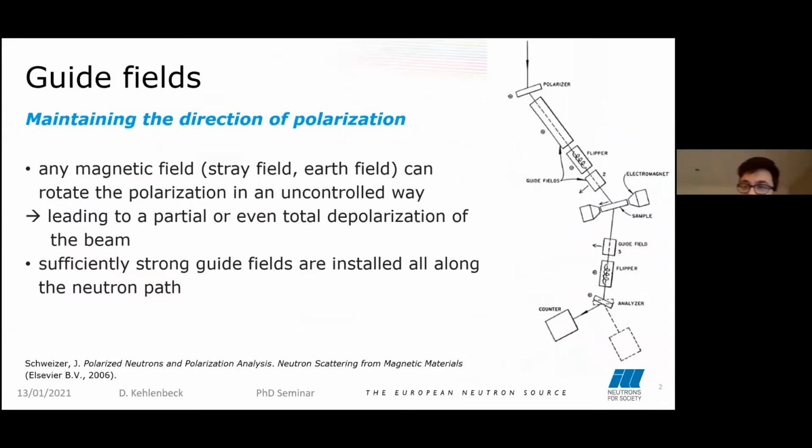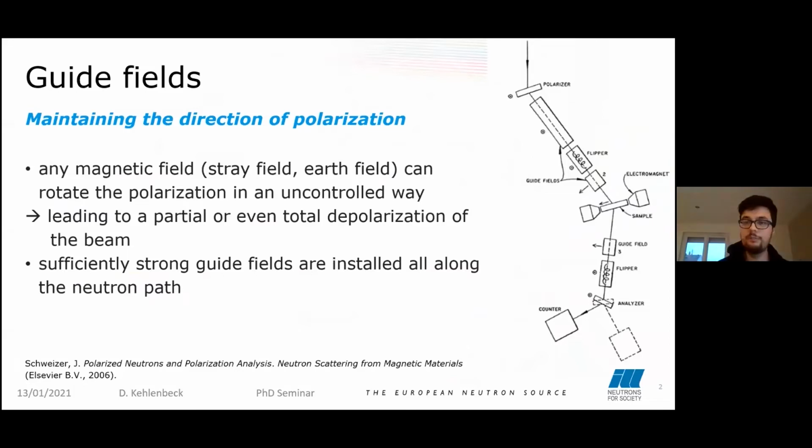Guide fields are used for maintaining and manipulating the neutron beam polarization. This is necessary because any magnetic field, for example, stray field or earth field, can rotate the polarization in an uncontrolled way. This can lead to a partial or even a total depolarization of the beam. This is why sufficiently strong guide fields are installed all along the neutron path to produce a well-defined magnetic field B over the whole flight path.